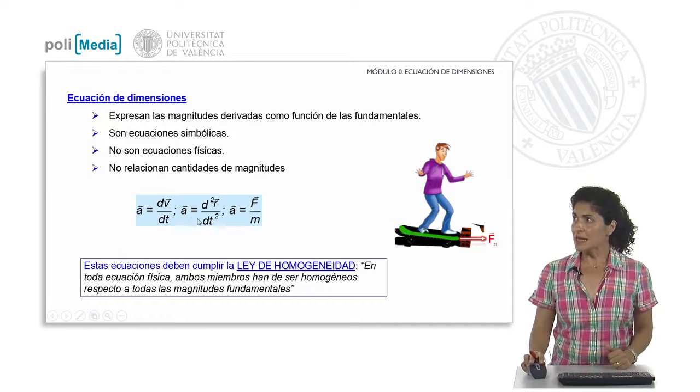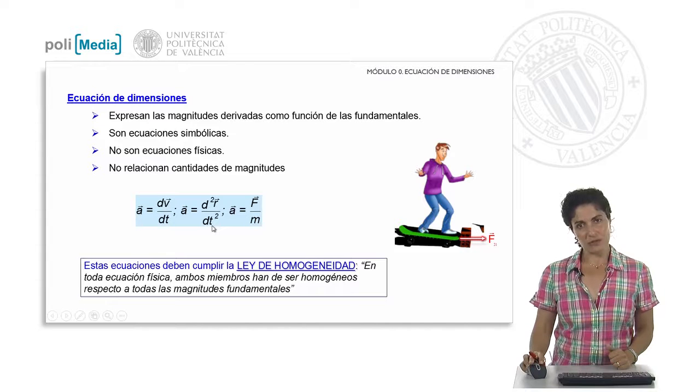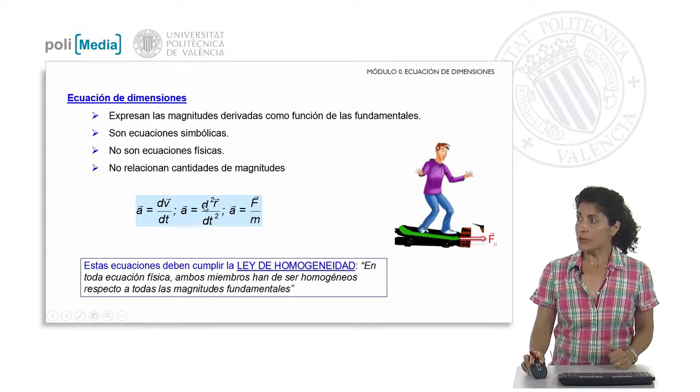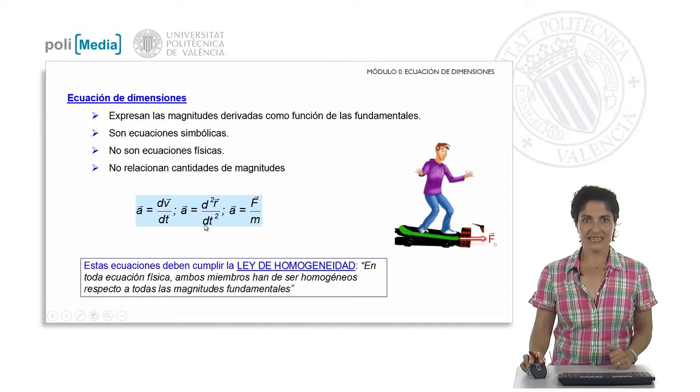But we would also have, in this other expression, the acceleration in terms of the second derivative of the position vector with respect to time squared. Could we say that this relationship is indeed a derived quantity in terms of fundamentals? That is correct. We would have length in the numerator and time squared in the denominator. Therefore, in this case, yes.